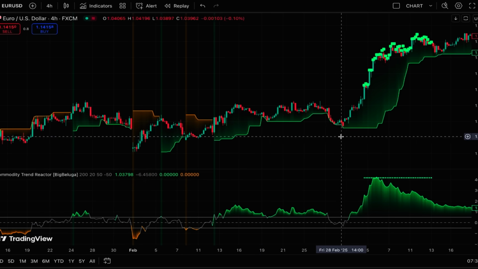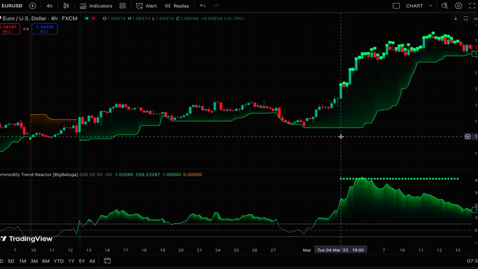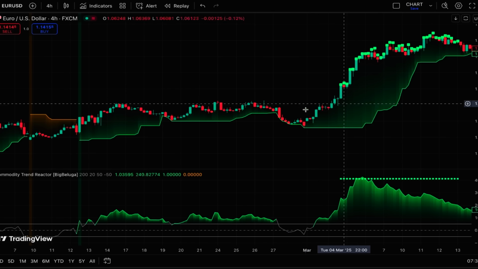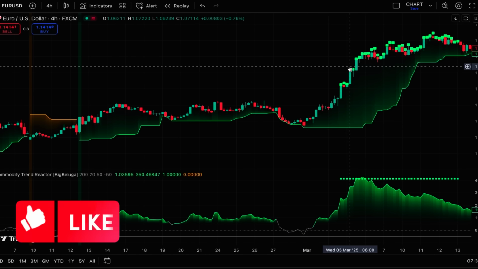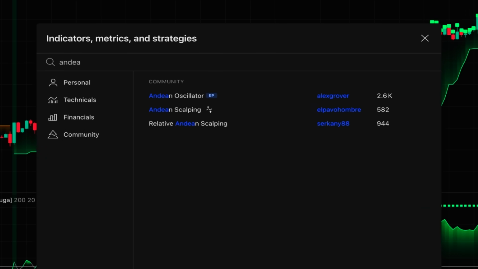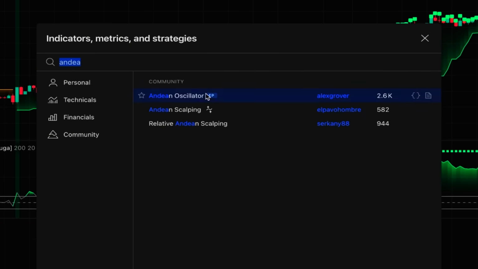Alright, as I said, we use this indicator for trend identification, and then we look for trading opportunities within a trend. For example, here the indicator is telling us that we are in an uptrend, so we should look for long position opportunities. For this purpose, here we click on indicators and we search Andean oscillator, this one, which is an editor specs indicator and written by Alex Grover.